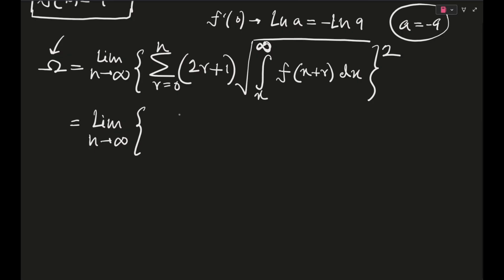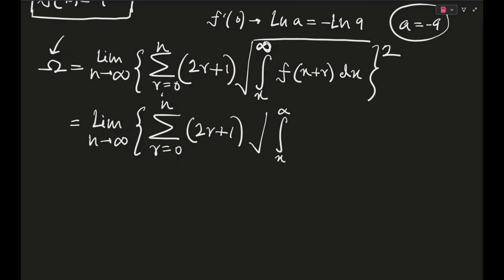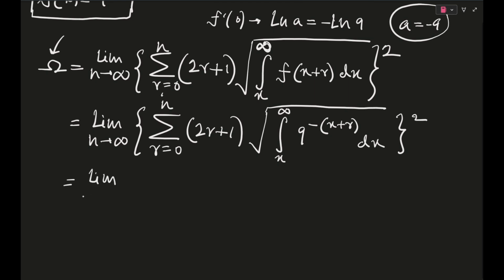So this will simply be sigma r equals 0 to n, 2r plus 1, and this will be root under of integral x to infinity, this thing is 9 power minus x plus r dx. Okay. So evaluating this will be very simple. I am jumping one small step here. Just the evaluation of this part, and I will write the answer directly for you guys.